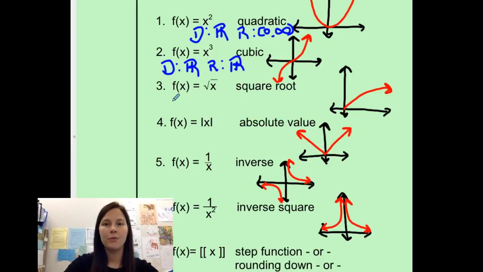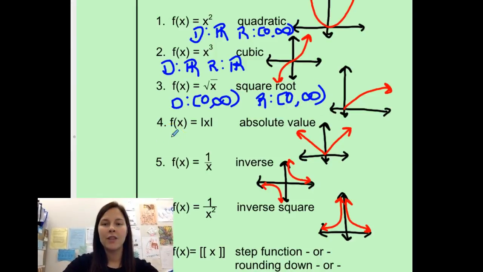Our square root function, it's half of a sideways parabola. The domain, since we can't take the square root of a negative number, our domain starts at 0 and goes up to positive infinity. And our range, because we don't get a negative as an answer for a square root, also starts at 0 and goes up to positive infinity.